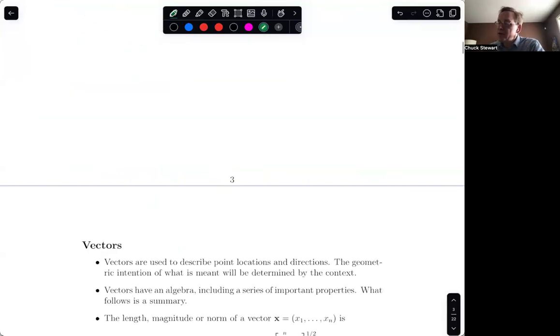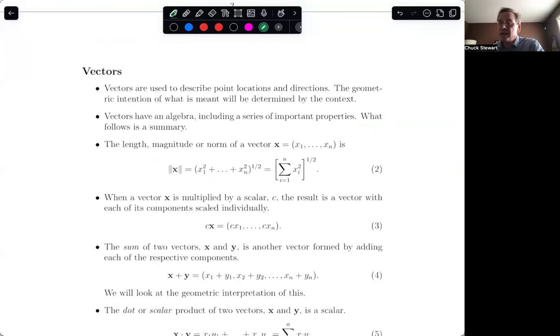So vectors are used to describe point locations and directions. The geometric intent of what's meant by a vector will be determined by context. And so we can have a vector, we can draw the vector there. And you can think of these horizontal and vertical axes as vectors as well.